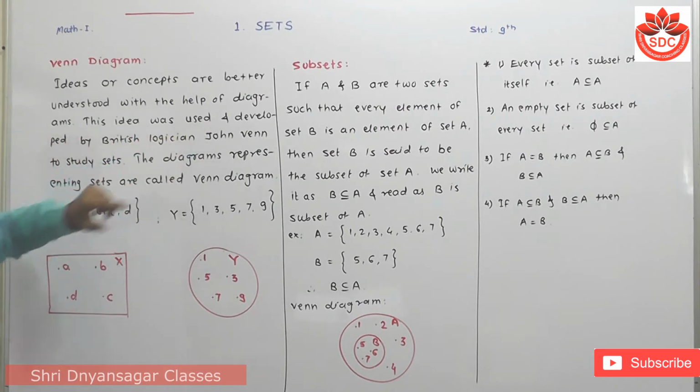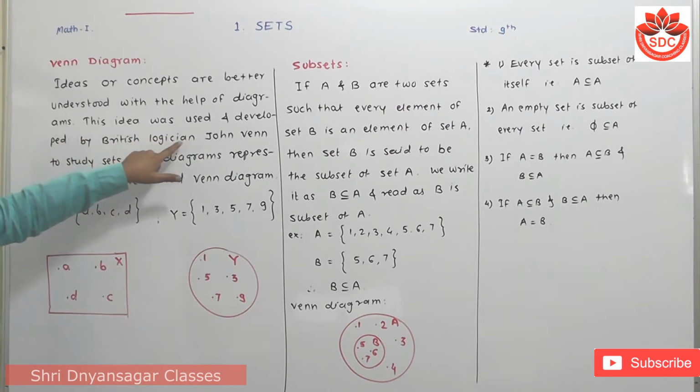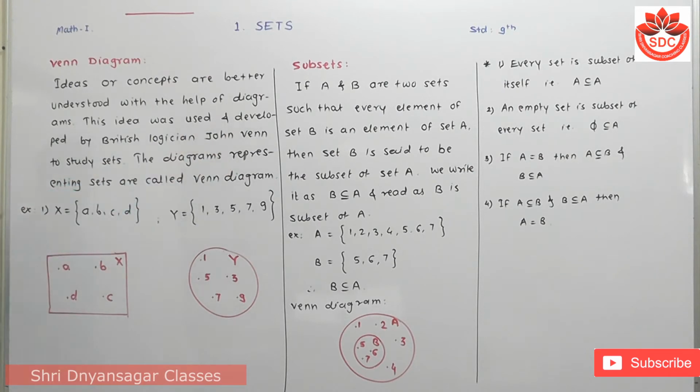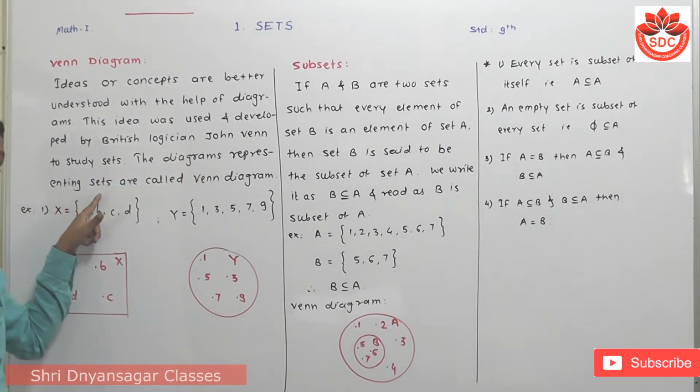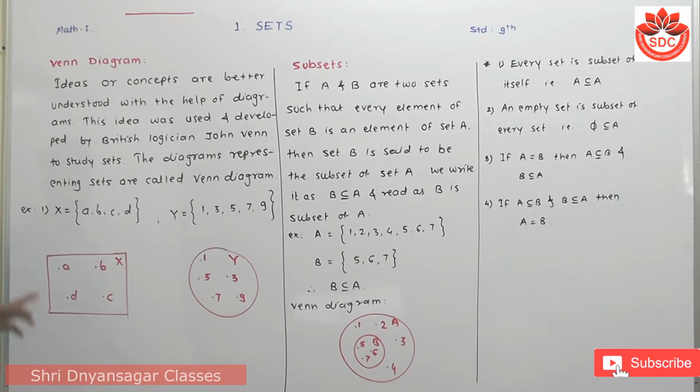This idea was used and developed by the British logician John Venn to study sets. The diagrams representing sets are called Venn diagrams. Here is one example. Set of x such that a, b, c, d. We have to express this mathematical expression by using a diagram.